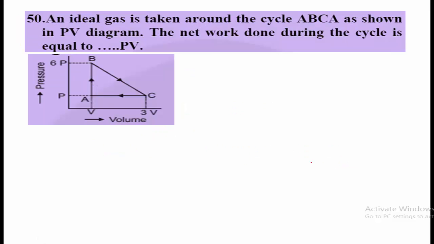Then 50th, an ideal gas is taken around the cycle ABCA as shown in the PV diagram. The net work done during the cycle is equal to? So work done, how is it given? Work done is equal to the area bounded by ABCA, for a cyclic process only. That is how much area is covered. That area, if you calculate, gives the work done. So how do you calculate the area bounded by ABCA? This is the area bounded by the curve during the cyclic process.